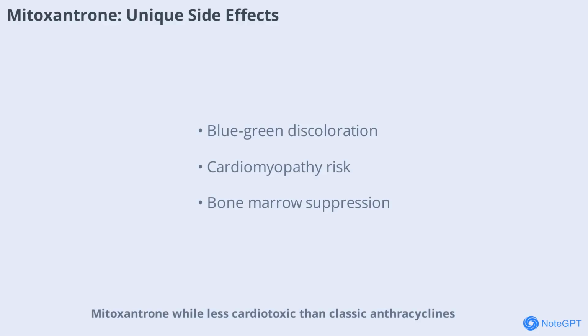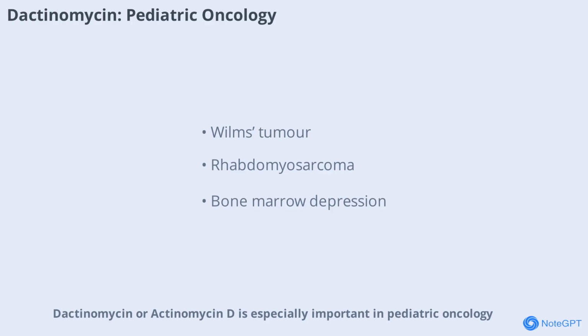Mitoxantrone, while less cardiotoxic than classic anthracyclines, can still cause heart and bone marrow problems. Its most distinctive side effect is blue-green discoloration of the eyes and nails. This unusual effect is harmless but important to mention so patients aren't surprised. Dactinomycin, or actinomycin D, is especially important in pediatric oncology. It's a key drug for treating Wilms tumor and rhabdomyosarcoma in children. Its main side effects include bone marrow depression, stomatitis, diarrhea, skin erythema, and hair loss.